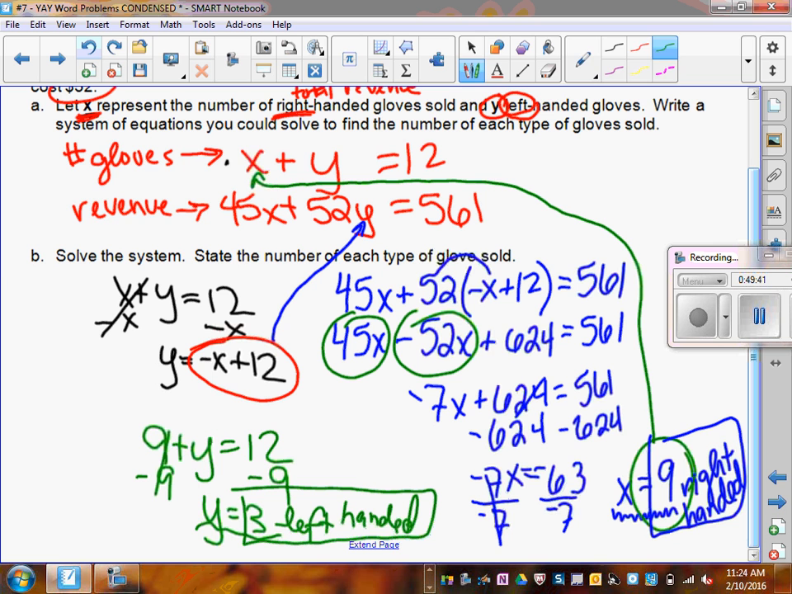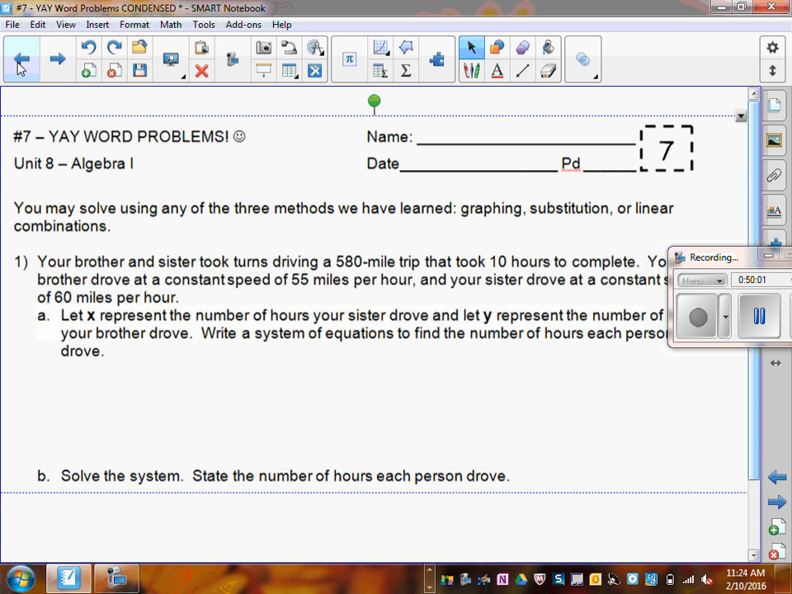Alright, so again, we have these two totals. We've got the total number of gloves and the total amount of revenue. The total number of gloves is going to be the left and the right added together. And total revenue is going to be the money for my left, which is just the cost times it, plus the money for my right, which is just the cost times that, which gives us the total. Alright, let's go to number 1.